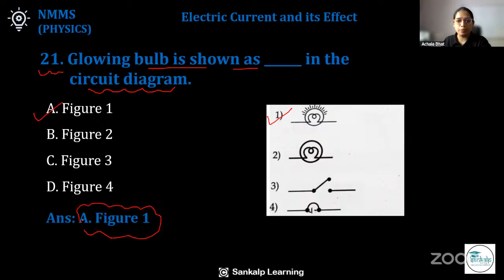Figure 1 is glowing bulb. Second one, it represents off bulb, not glowing. This is off bulb. No light is emitting. Third one. Here, this represents switch off mode, not bulb. Fourth one represents wire bridge. This represents there is no connection between two wires. Therefore, the correct option is option A, figure 1, represents glowing bulb.